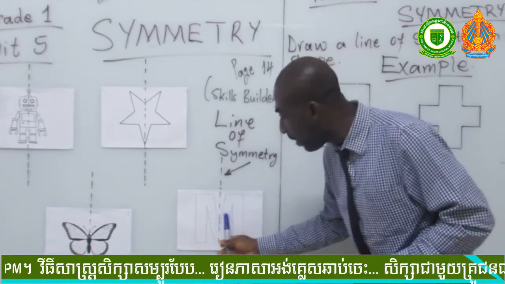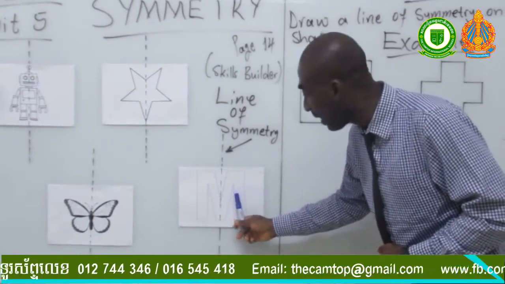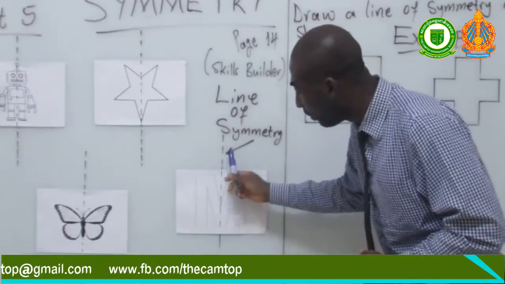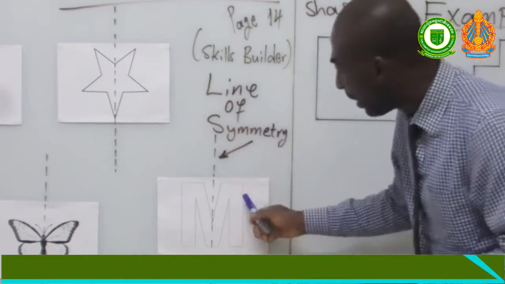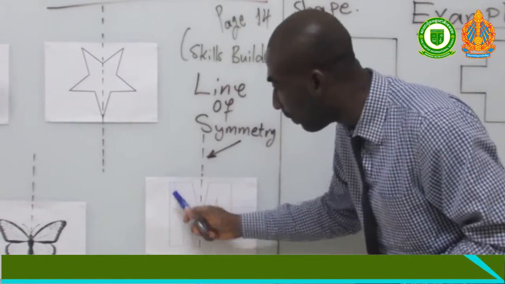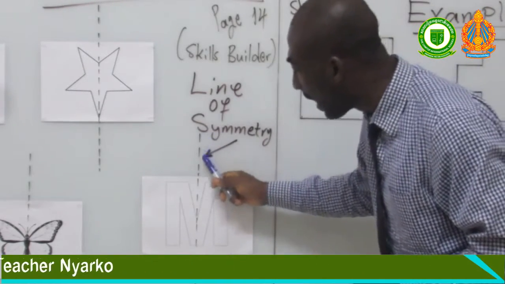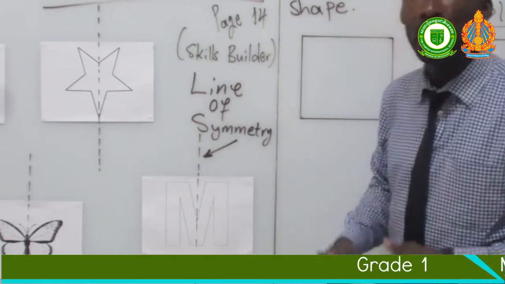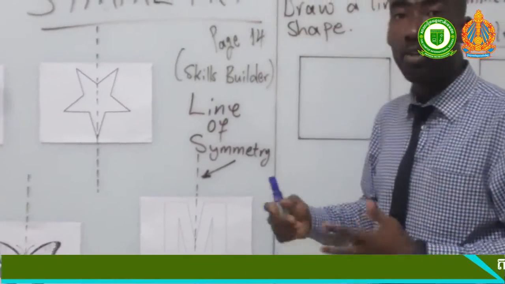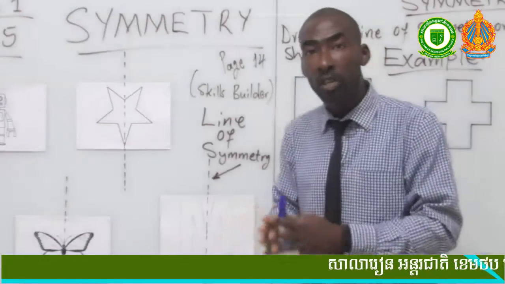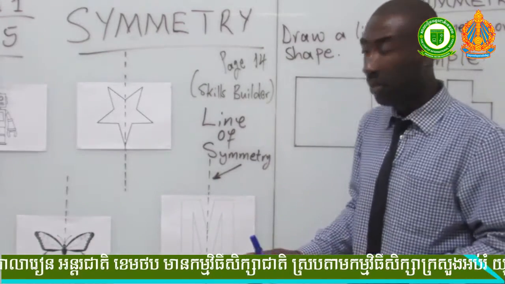If you look at our M here, this part of M is the same or equal as this part here. So when you break this M into two and you fold it, this corner is going to match this corner, and then this corner is going to match this corner. It means that our line of symmetry here is correct. Whenever you put a line of symmetry in a drawing and you fold and it cannot be the same, it means that your line of symmetry is wrong, okay?